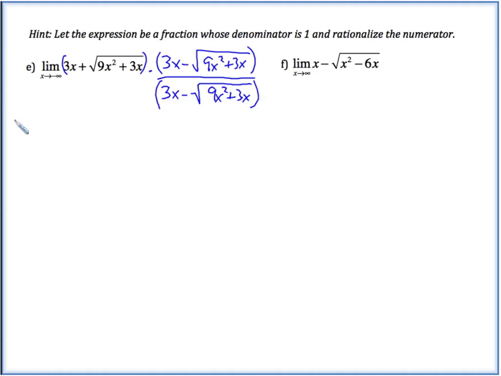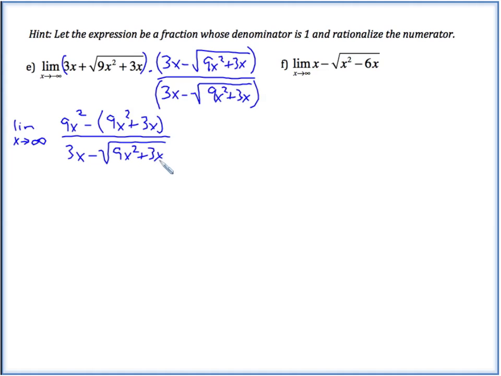So this now becomes the limit as x goes to infinity. When you multiply by the conjugate, remember, we get the square of the first one, so that's really 9x squared, minus the square of the second one, which is just 9x squared plus 3x. So effectively, it gets rid of the radical in the numerator. And what it does is it puts the radical in the denominator. So we're still left here with 3x minus the square root of 9x squared plus 3x.